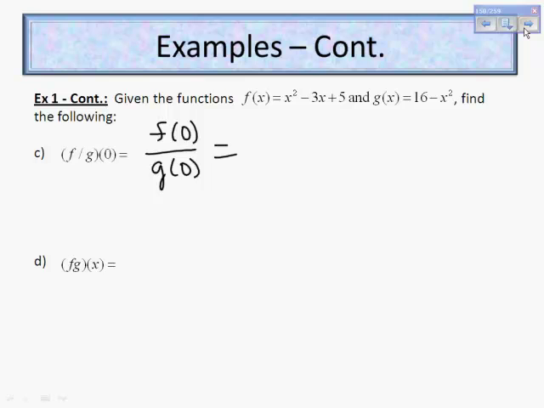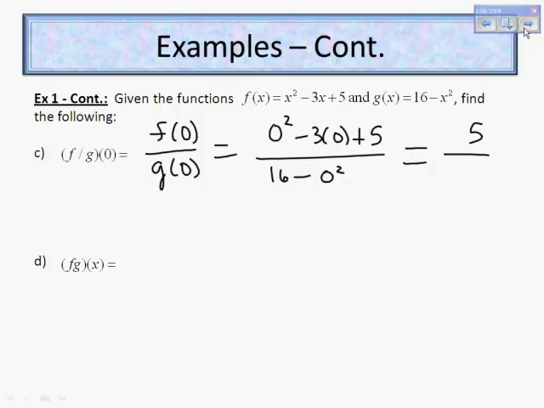So f of 0, everywhere I see x in f of x, I'm going to replace it with 0. So this is going to be 0 raised to the second power minus 3 times 0, and then plus 5. And in my denominator, that's going to be 16 minus 0 raised to the second power. So we can do this pretty quickly. 0 squared is 0, minus 3 times 0, which is 0, plus 5 just leaves me with 5. And 16 minus 0 squared is 16 minus 0, which leaves me with 16. So f divided by g evaluated at 0 was 5/16. I can't do anything with 5/16. Can't reduce it. So there's my final answer, 5/16.